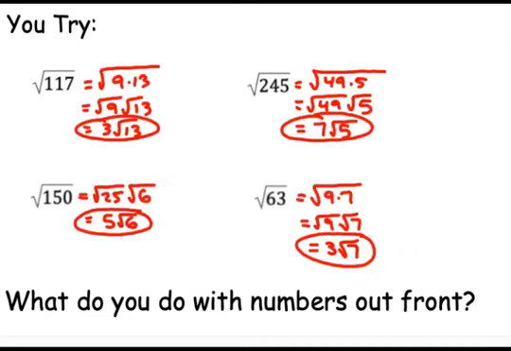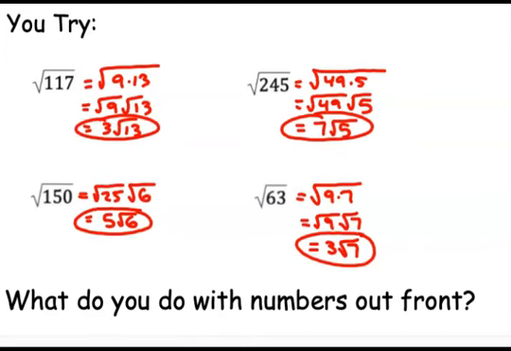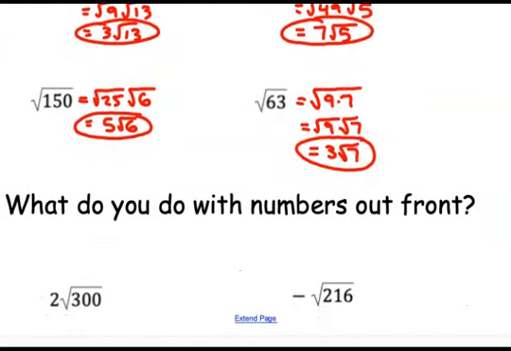All right, you can check your own work. You should have tried those 4. 117 can break down into 9 times 13, and you can see the final answer there. 245 is 49 times 5. 150 is 25 times 6. And 63 is 9 times 7. So finding those perfect squares that go into the imperfect or non-perfect squares that are given.